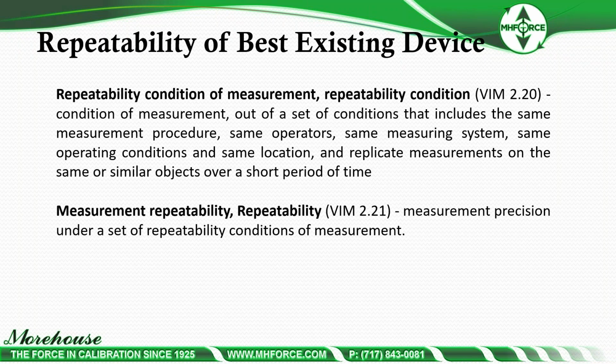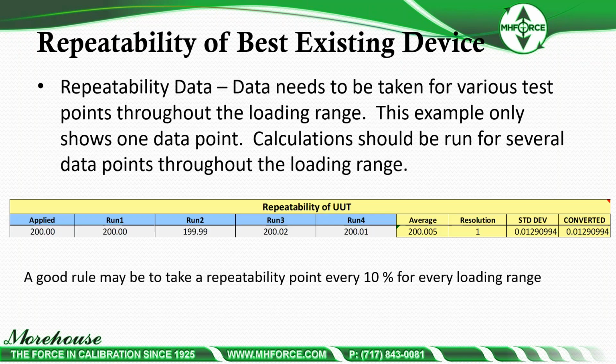So, short period of time, we have a cal machine. We're going to use a load cell. We got our load cell calibrated by Morehouse. We're putting it in that Morehouse PCM, say, and now we need our best existing device. We're going to put another load cell in there, and then we're going to do repeatability studies on this other load cell, and we're going to do it throughout the range. Here, in this example, we're just doing the 200 pounds.